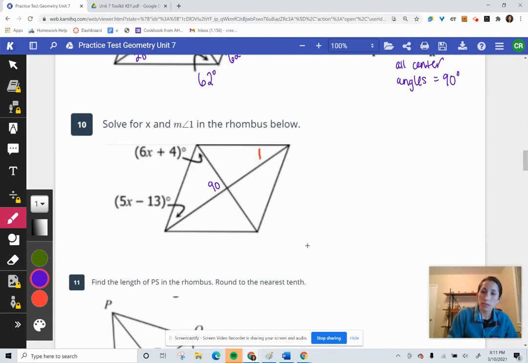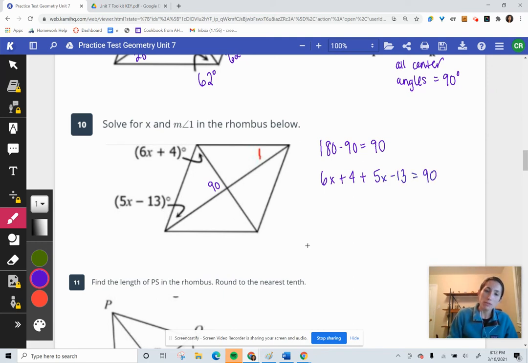But what we do know is that they, together with this 90-degree angle, add up to the total degrees in a triangle, which is 180. So I'm going to take 180 in the triangle. I'm going to subtract that 90 I already have there, and I get 90 degrees left. That means these two angles here add up to 90 degrees. So in a right triangle, your two acute angles are always complementary. They add up to 90. So what that means is 6x plus 4 plus 5x minus 13 should equal 90.